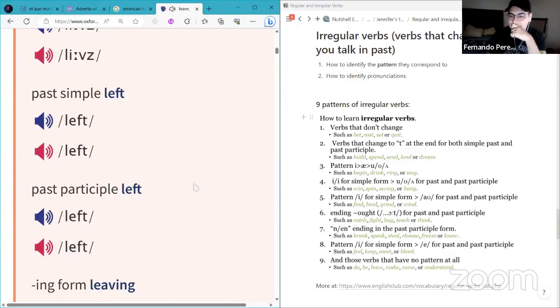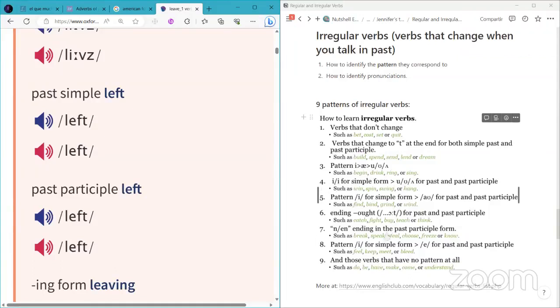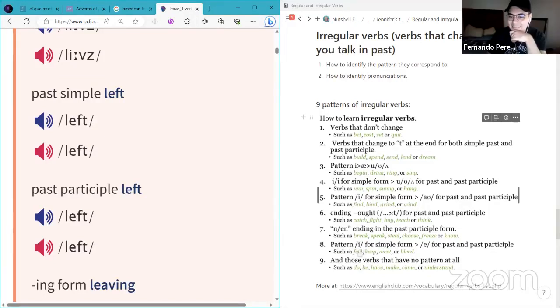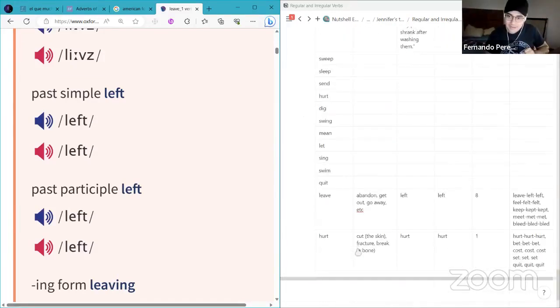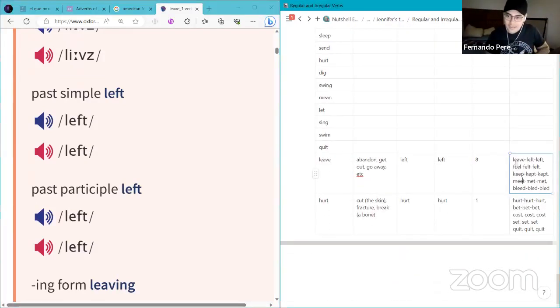Left. I go to the patterns, and you see you can cancel number 3, because in this case it's E, A, O. You can cancel number 4 because in this case it's E and then A. Okay, yeah, I understand. It takes you to the last one, number 8. So then you take verbs from number 8 and you do the drill.